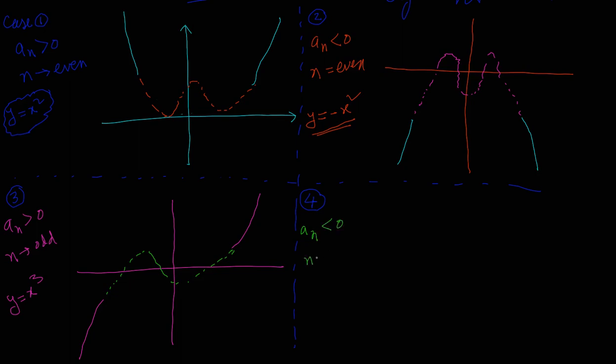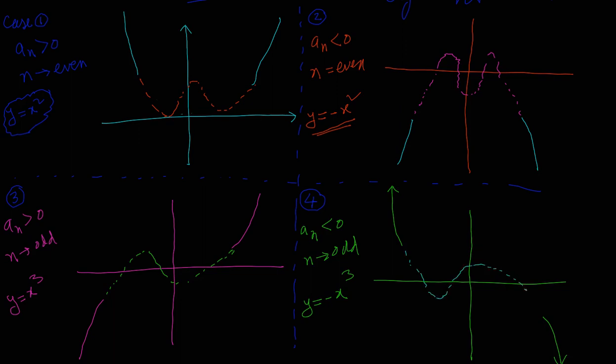Let us see the fourth one, which is a_n less than 0 and n still odd, but the end behavior will be basically similar to y equals negative x cubed. And if I try to plot the behavior, on this side it is going to go up, and on this side it is going to go down, and in between of course we need to solve it properly, but I'm just approximating.